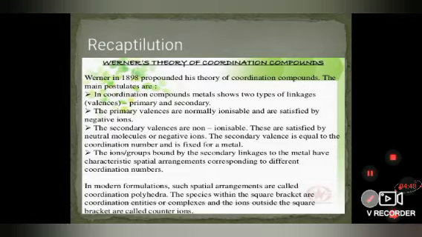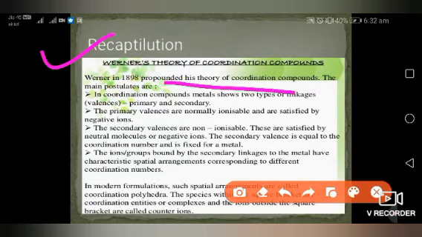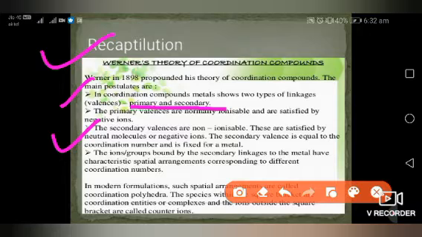So let's recapitulate yesterday's video, that is Werner's theory. Werner was the first scientist, in 1898, who propounded his theory about coordination compounds. The main postulates were: in coordination compounds, metals show two types of linkage, that is valencies, primary valency and secondary valency, in which primary valencies are normally ionizable and are satisfied by negative ions. Secondary valencies are non-ionizable. These are satisfied by neutral molecules or negative ions. The secondary valency is equal to the coordination number and is fixed for a metal.